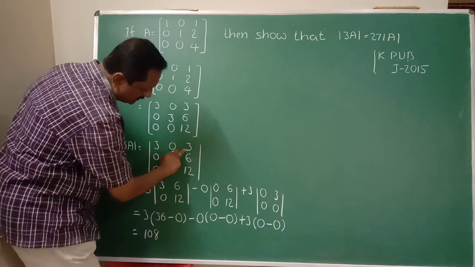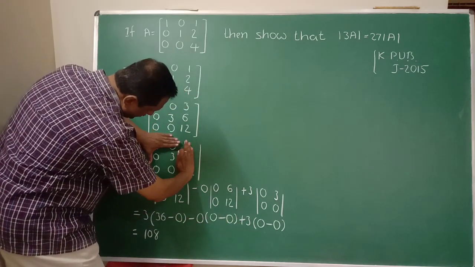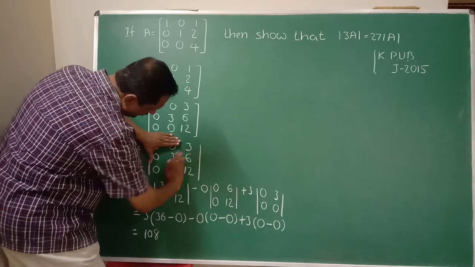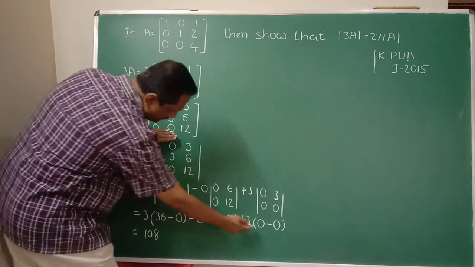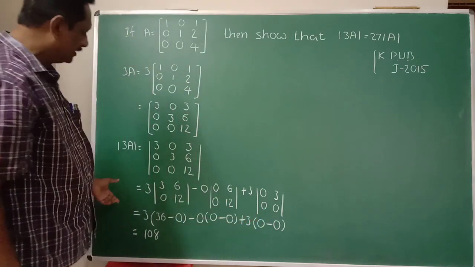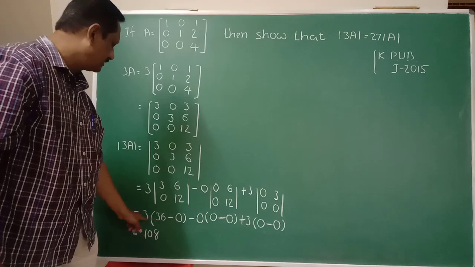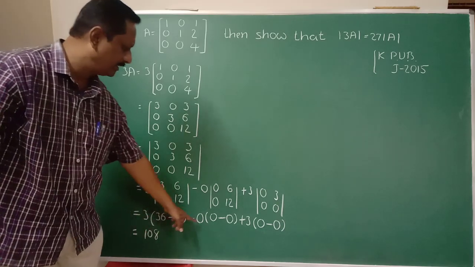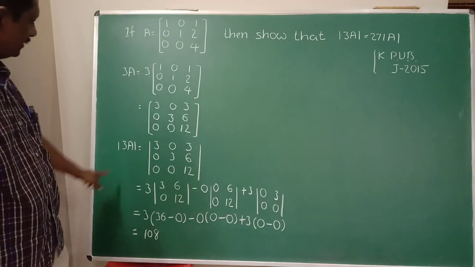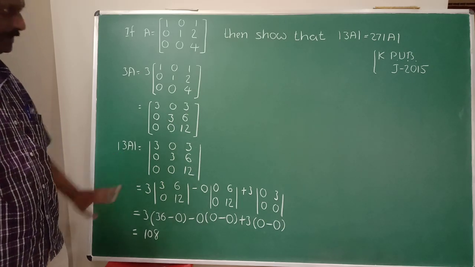Then write plus 3 here. Plus 3. Delete the row and column containing that 3. These are the remaining elements here. Multiply these two here. 0 into 3 becomes 0. Minus of 3 into 0 becomes 0 here. Okay. You can write this step directly also. Therefore 36 into 3 becomes 108 and the remaining terms become 0. Therefore determinant of 3A is equal to 108.